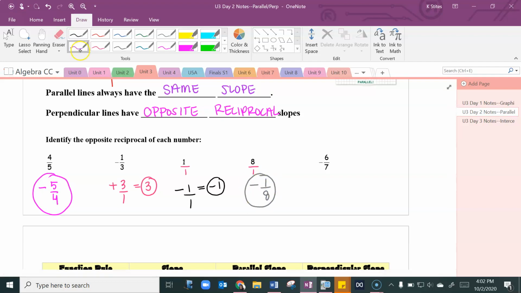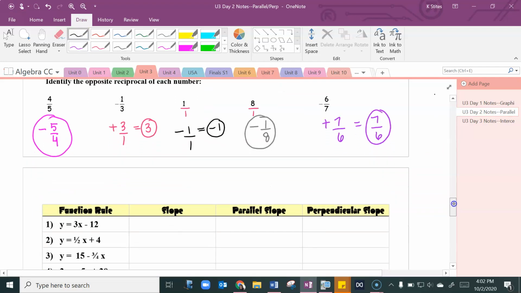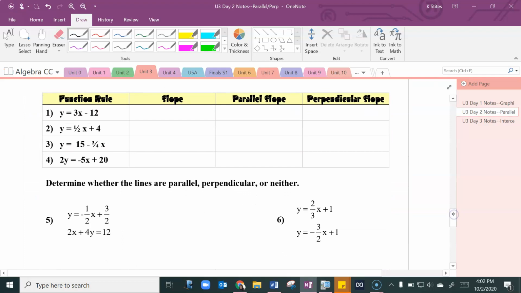All right, and then finally, negative 6 over 7, change the sign to a positive, flip the fraction over. So 7/6. All right, so you're just changing the sign and you're flipping the number over. That's what an opposite reciprocal is. All right, so let's give it a try.